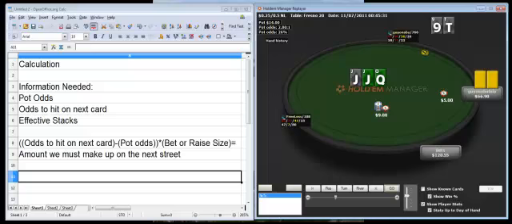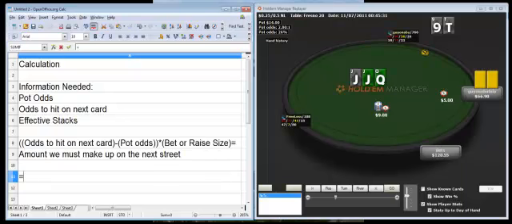Here's our first implied odds decision. For the moment, I'm not going to consider the option of raising because we're not discussing strategy right now. We're just discussing the math of this particular situation. So, what are our odds to hit on the next card? We have an 8 and a king, which we will consider to be our outs. That's 8 outs. There are 47 cards left in the deck.